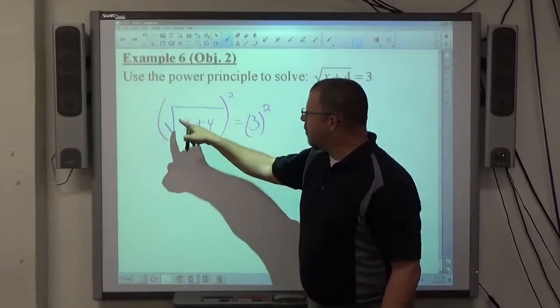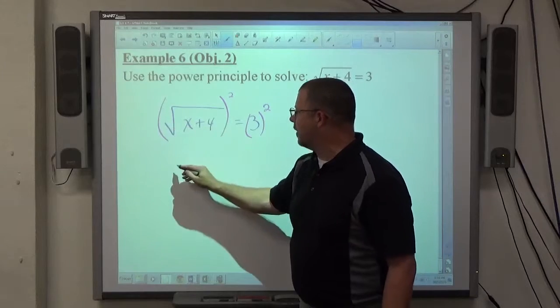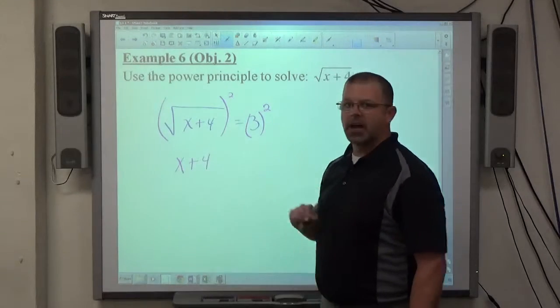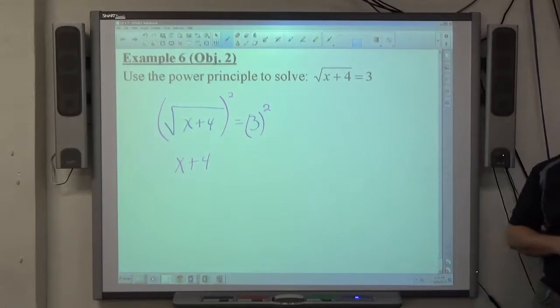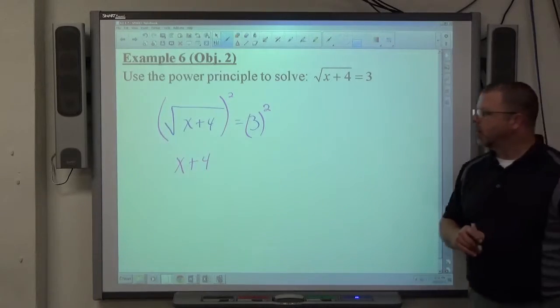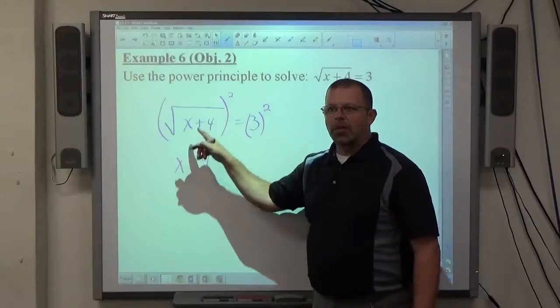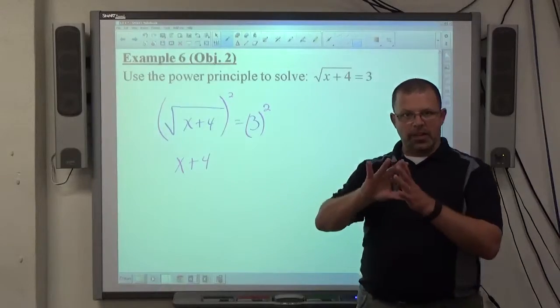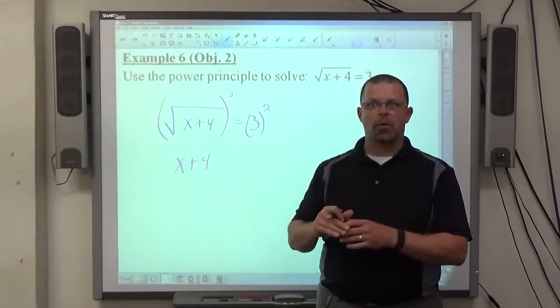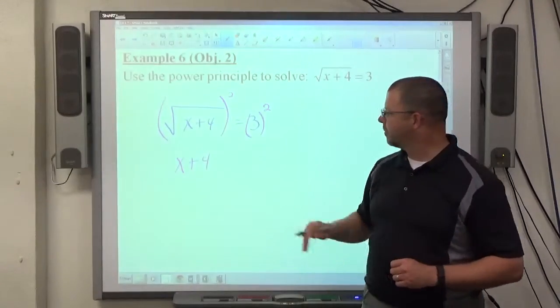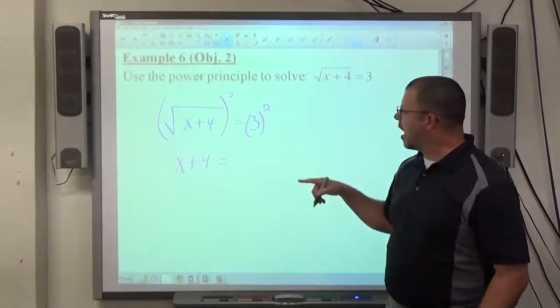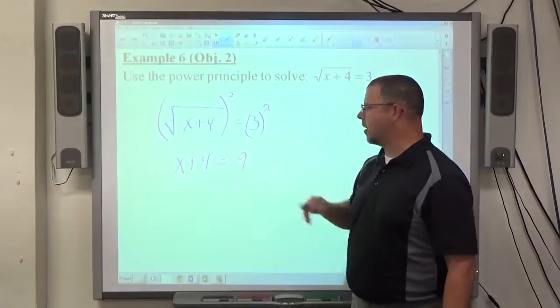On the left-hand side, when you square a square root, the leftover is whatever's inside. The contents of the radical get to be put down. That's actually rather simple. The side that has the radical, when you raise it to the power, is easy. Just make the radical go away. The other side sometimes gets more complicated. In this case, 3 squared is not very complicated, equals 9.